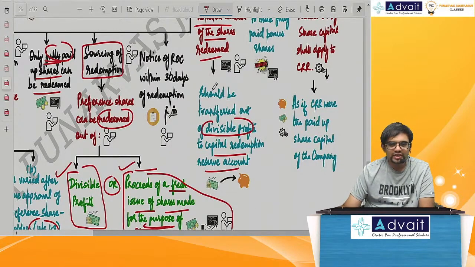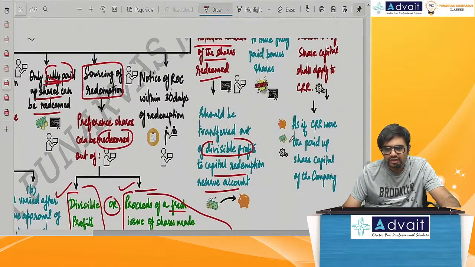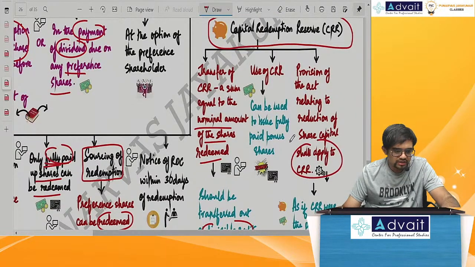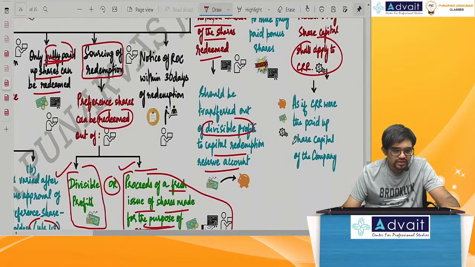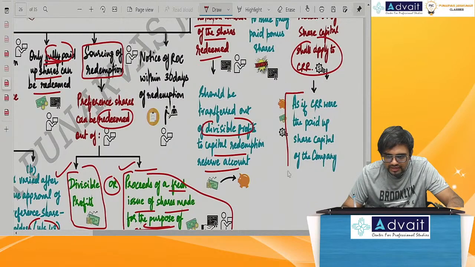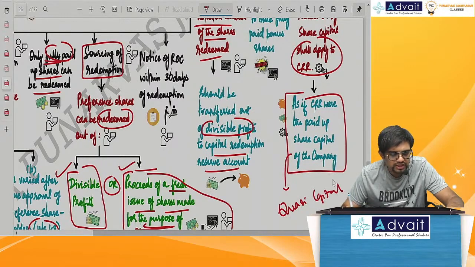Then notice to ROC should be given within 30 days of redemption. All that we need to keep in account. Now, the provisions of the Act relating to the reduction of share capital shall apply to CRR, as if CRR were the paid-up capital of the company. So basically, the same thing. CRR is like a quasi capital.